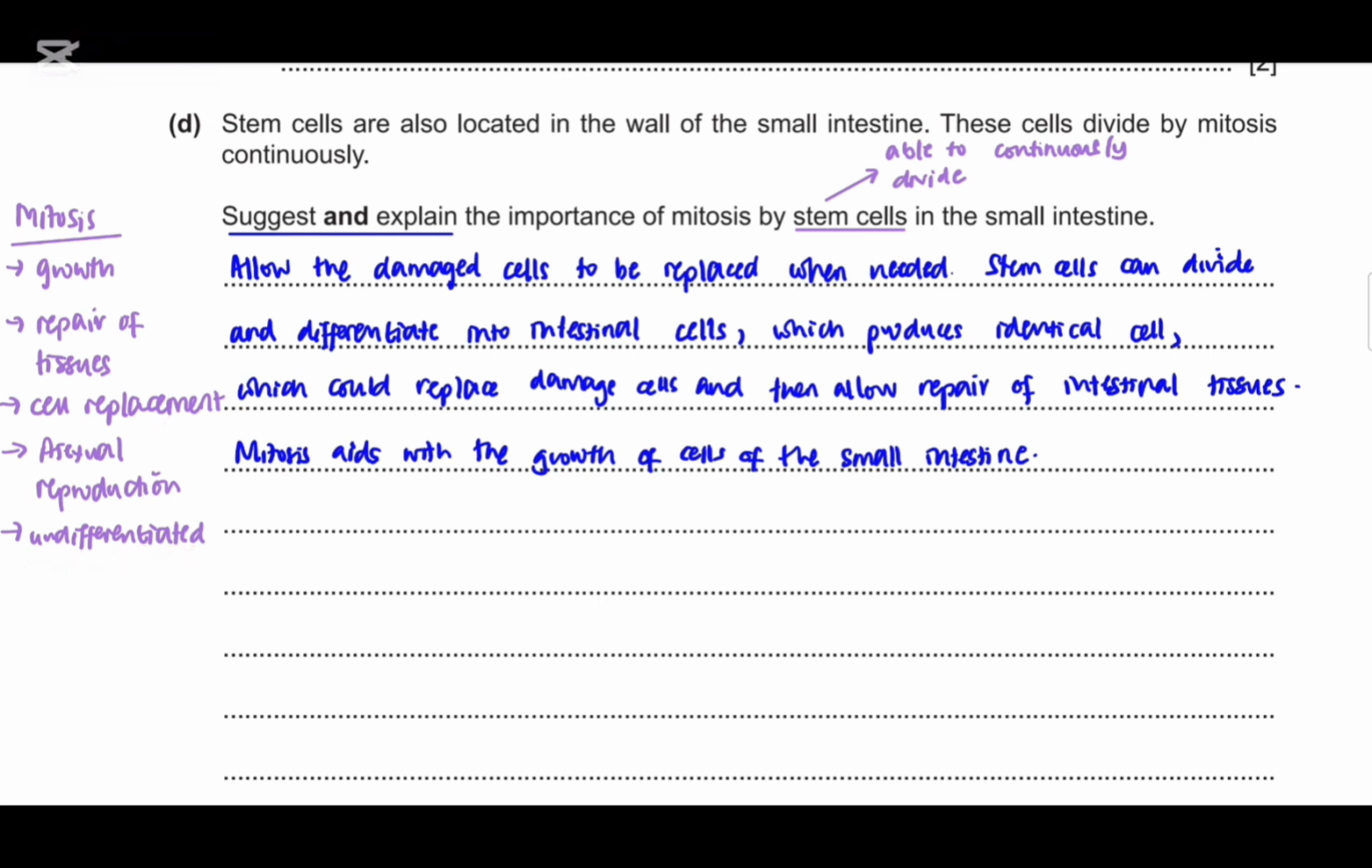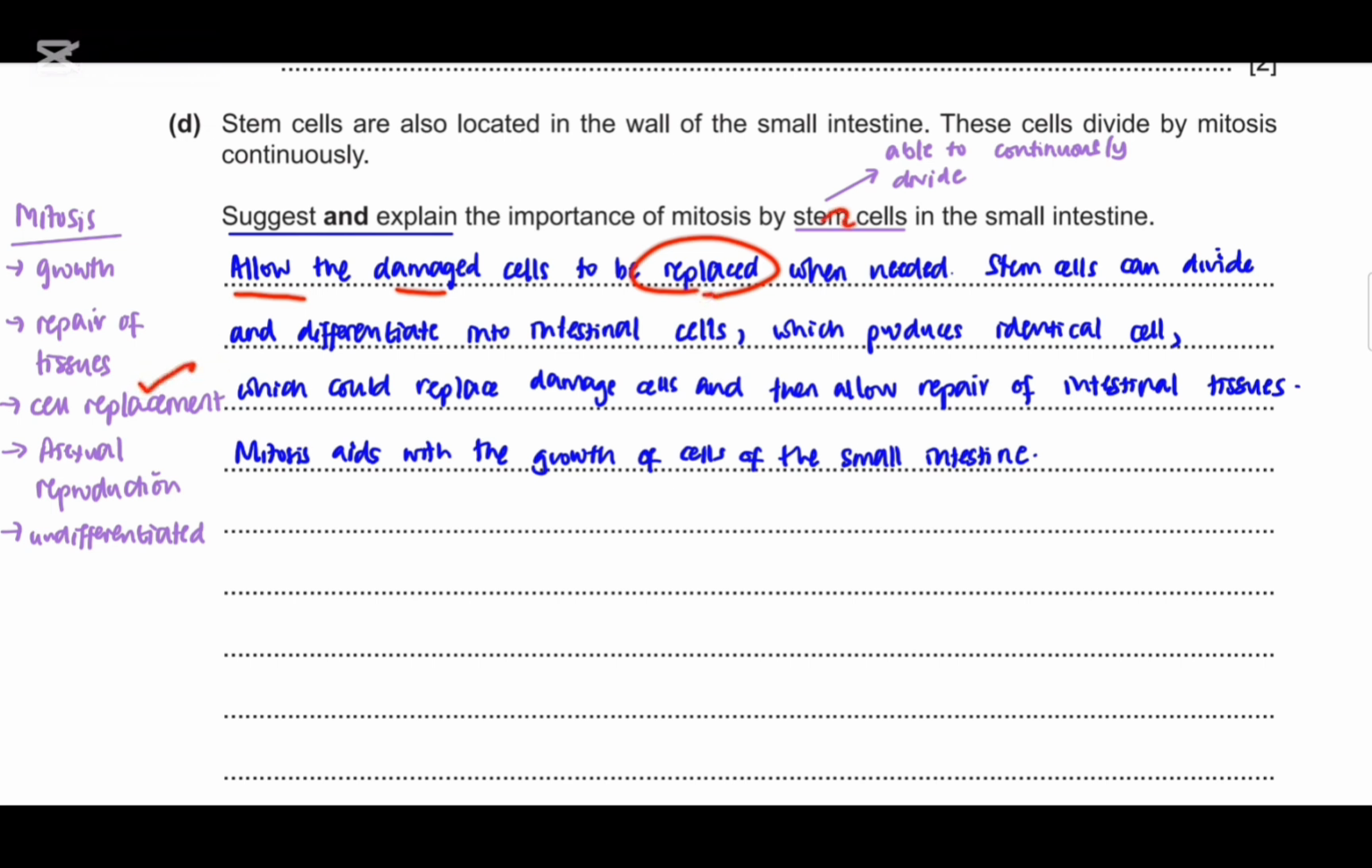So the answer that would be relevant here is the idea that the small intestine is always working. There's bound to be times where the cells would need to be replaced or the tissues might be damaged, for example. So the relevant ones that we can include in our answers here would be growth, repair of tissues, and cell replacement. How I'm going to write that in my answer is that it allows damaged cells to be replaced, cell replacement, when needed.